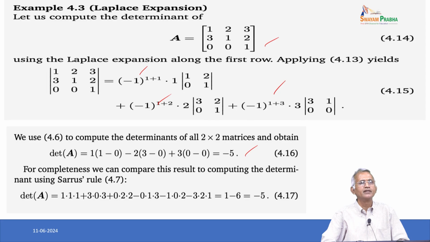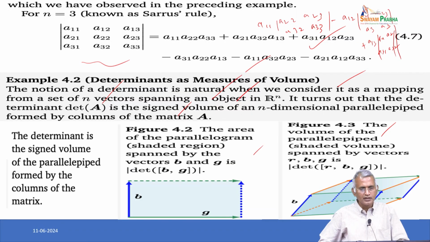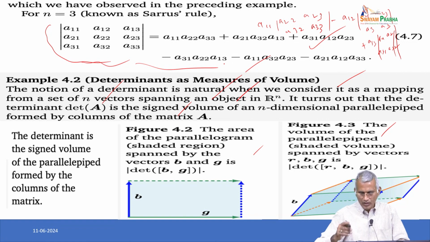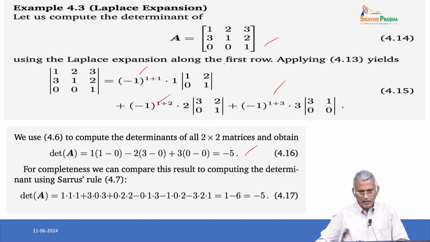For completeness, we can compare the result to computing the determinant using Sarrus' rule. So, this is Sarrus' rule. You apply this rule here, and the same value will come.